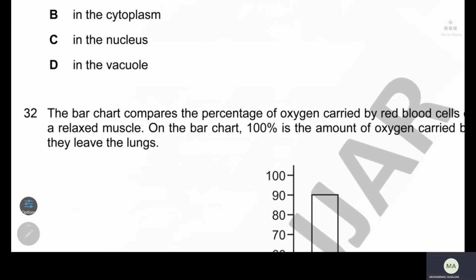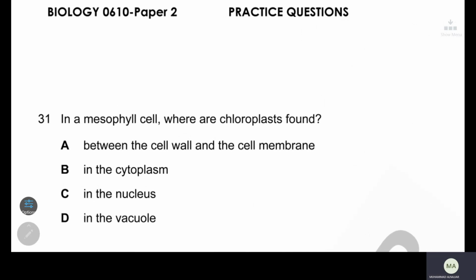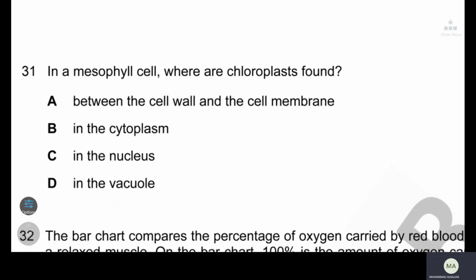Question number 31. In a mesophyll cell, where are chloroplasts found? A. Between the cell wall and the cell membrane. Of course not. B. In the cytoplasm. Yeah, they are in the cytoplasm. Let's continue to double check. In the nucleus? Of course not. In the vacuole? Surely they are not in the vacuole.